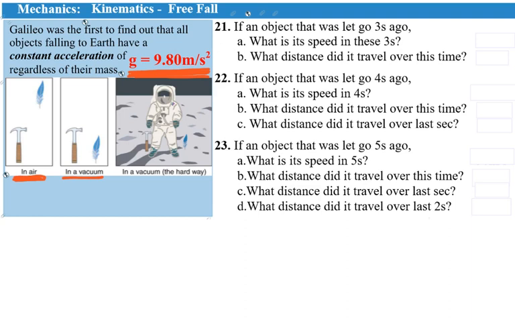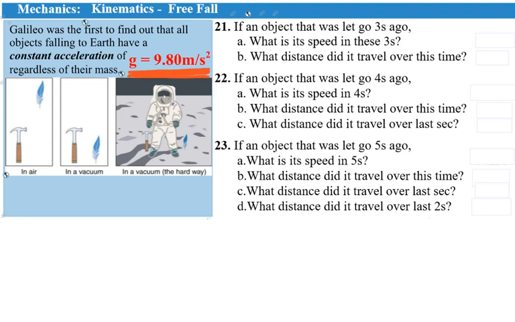So the feather reaches terminal velocity. What does terminal velocity mean? Terminal velocity means when the force acting down is the same as the force acting up. So it reaches some velocity at which the air resistance force is equal to the force of gravity, and it stops accelerating. But without air resistance, two objects will keep accelerating at 9.8 meters per second squared and reach the ground at the same time.